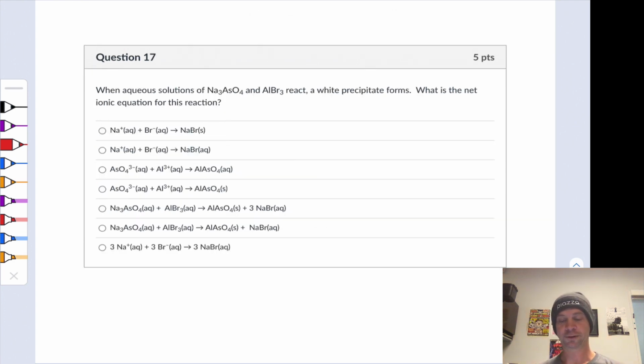Finally, here we have a question that relates to precipitation. We're combining two solutions.